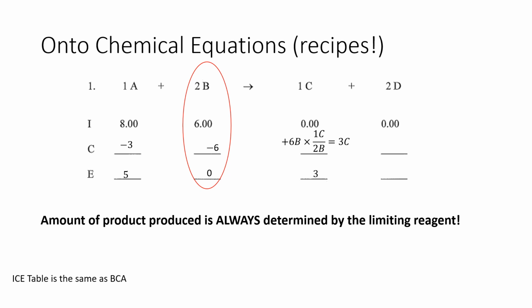Now, how about D? Again, I have 6B. The mole ratio between D and B is 2 to 2, so that means 6D will be made. So at the end of the reaction, I should have 0 plus 6D left.